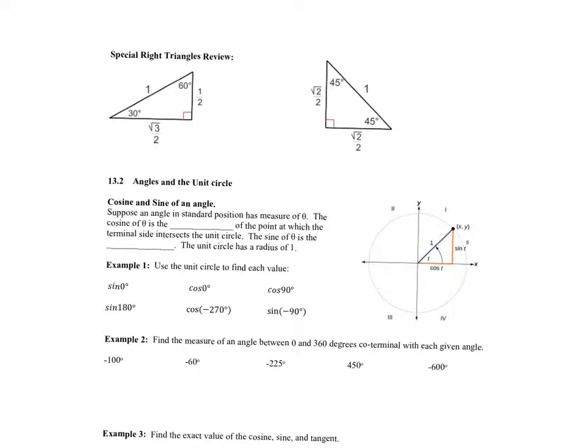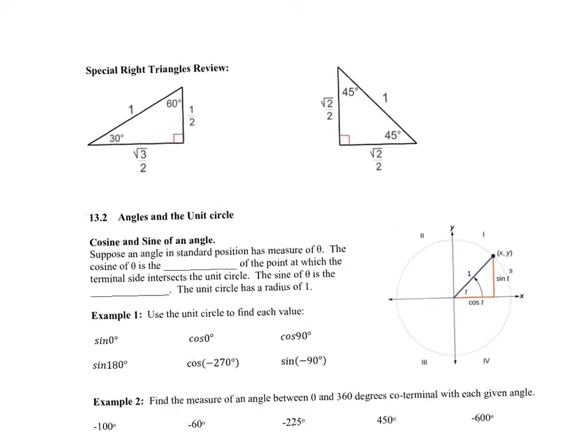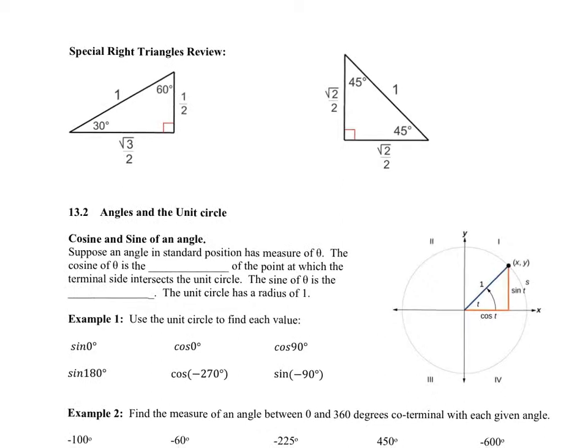13.2 is using exact values and angles in the unit circle. So we're going to be referring back to the unit circle, which we did in geometry, the unit circle being a circle with a radius of 1 and centered at the origin. Each one of these ordered pairs around the circle is going to be represented by the cosine and sine of the angle, where the cosine is the x and sine is the y.